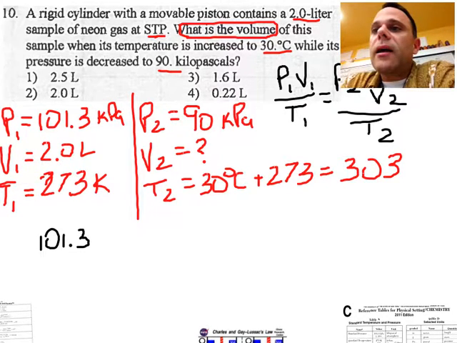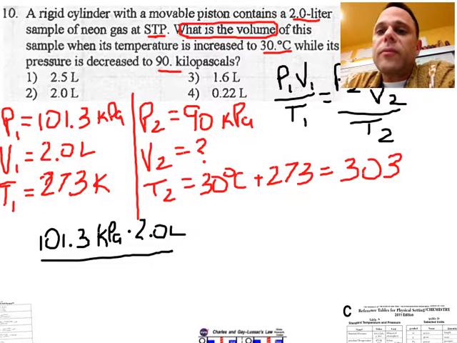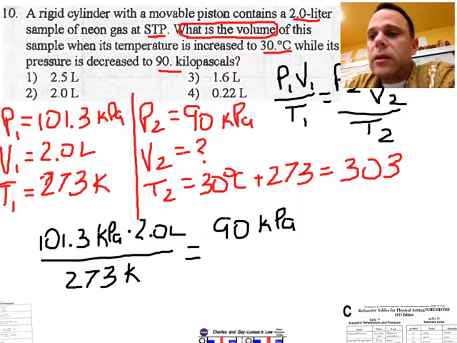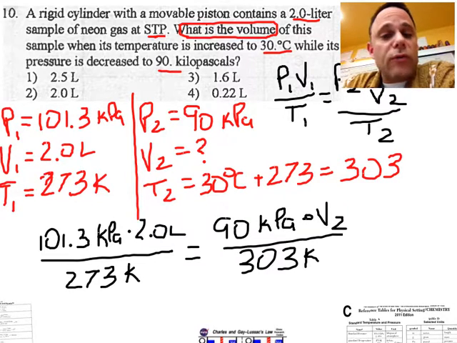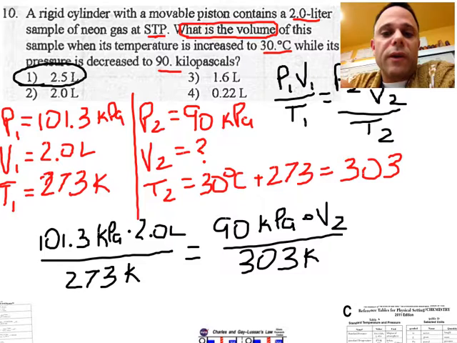101.3 kPa times 2.0 liters over 273 Kelvin is equal to, what is our pressure? 90 kPa times our V2 over 303 Kelvin. Now if you cross multiply and divide, you will ultimately get an answer that gets rounded to 2.5 liters.